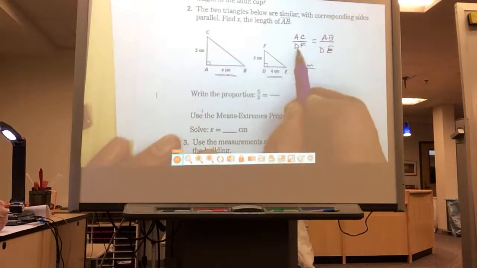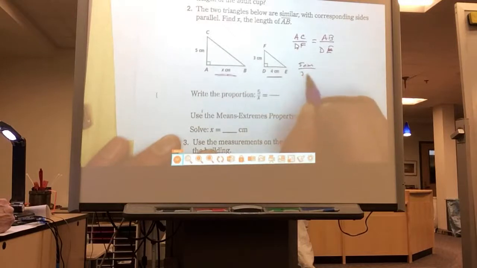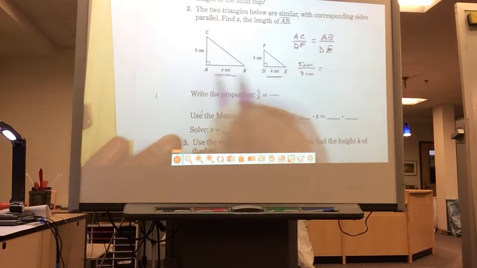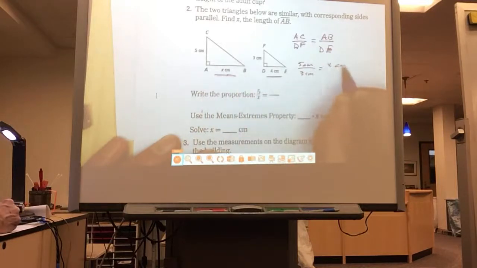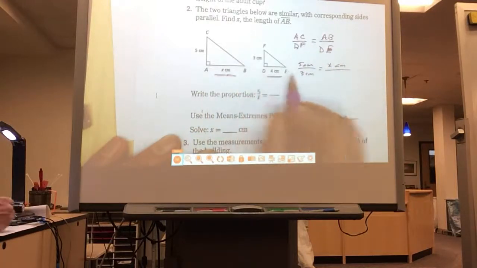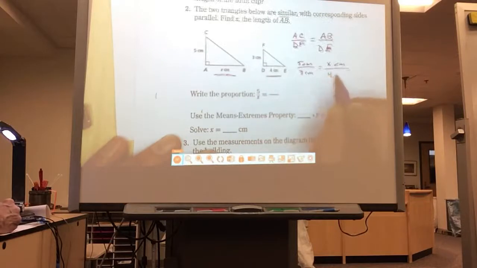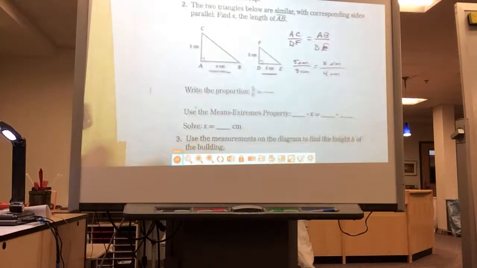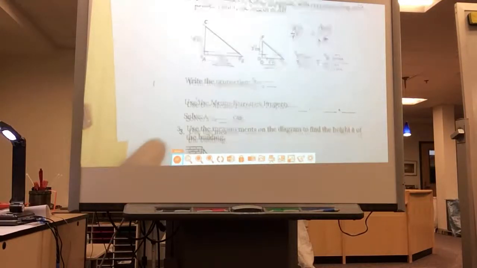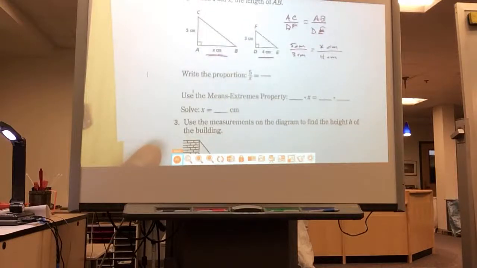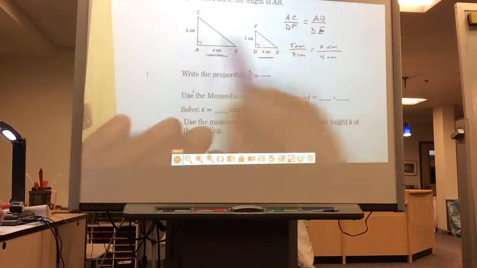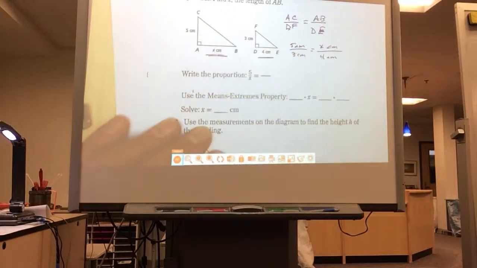Length DF is 3 centimeters. And then over here, length AB is x. And DE is 4. So here's a proportion where they wrote it down below. They wrote it a little bit different, didn't they?